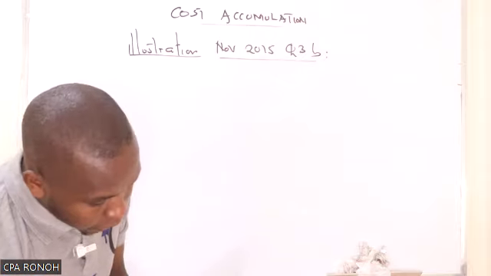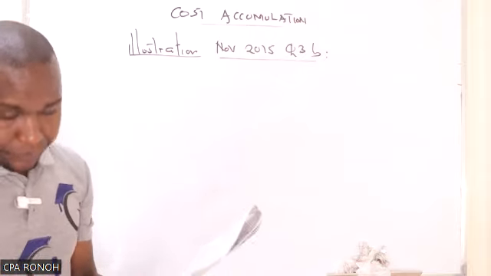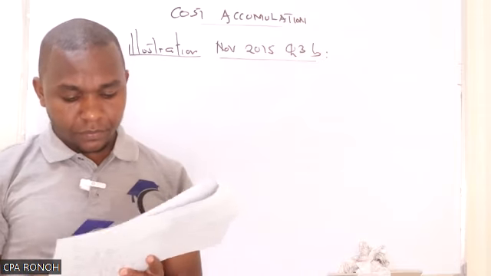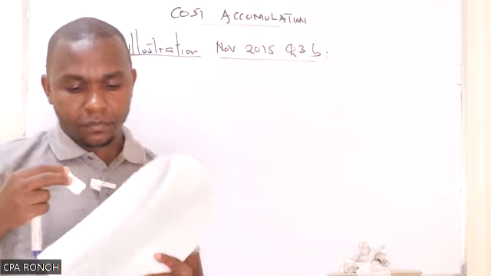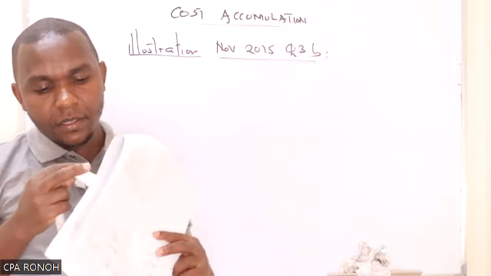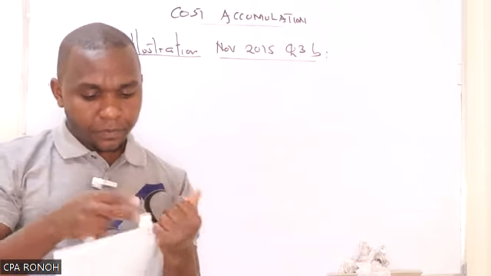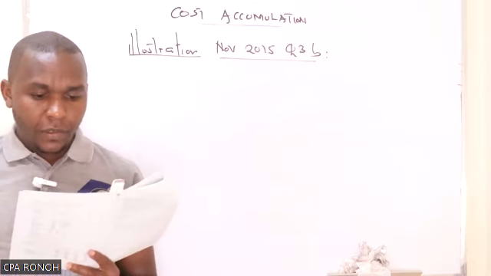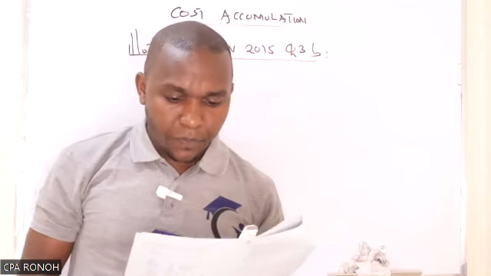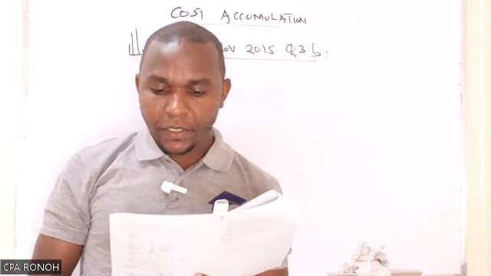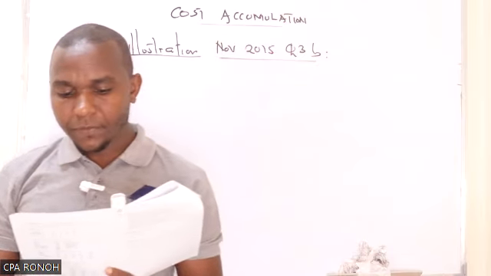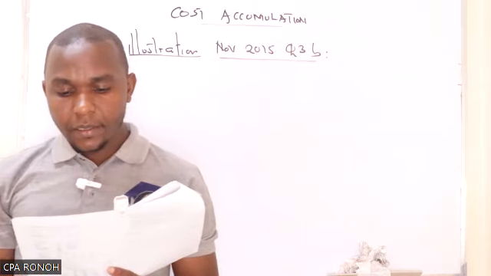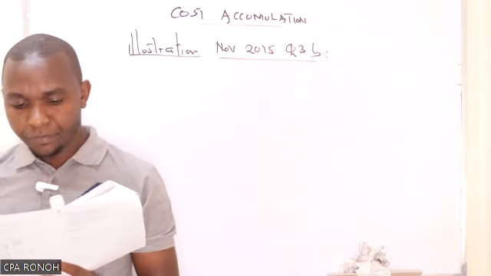Question 3B. Canisters. The question reads: Canister provides the following information in respect of the operation for the month of July 2015. We have the receipts and the issues, with their dates.